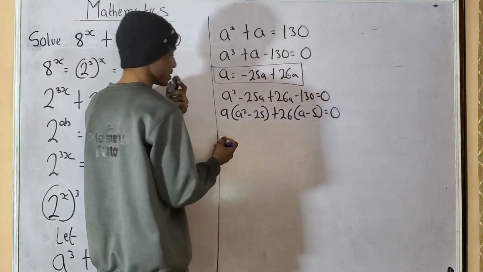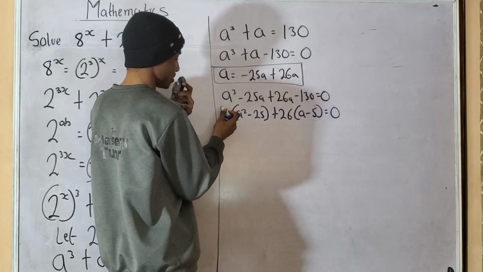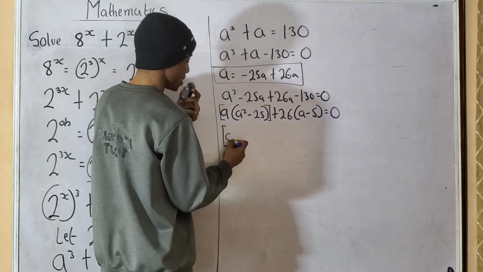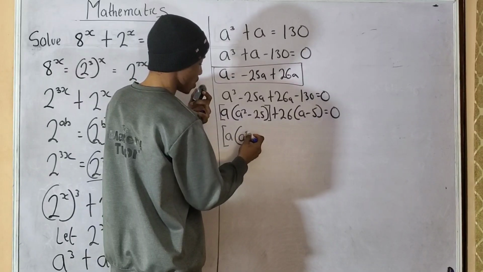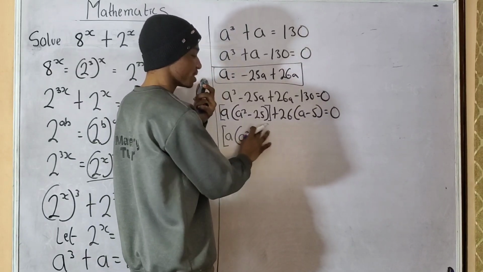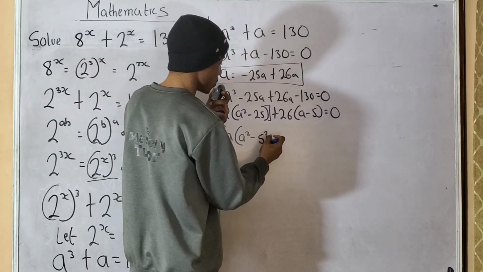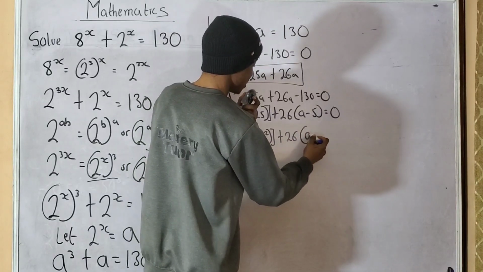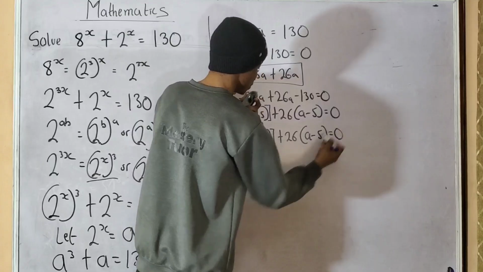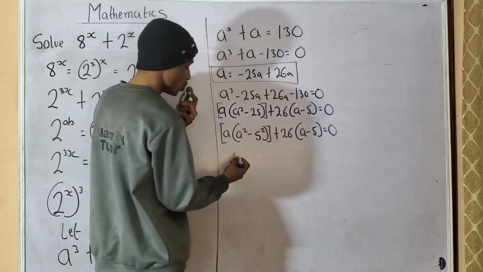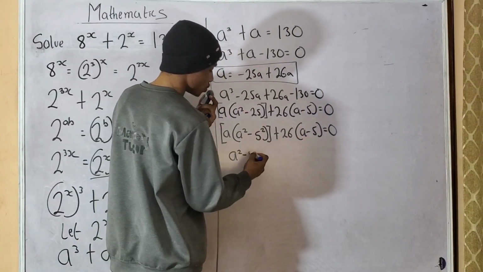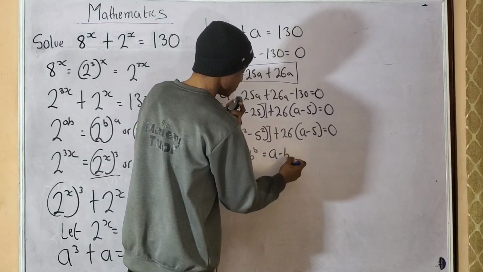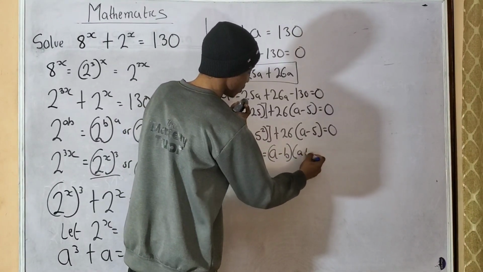Okay, don't forget that. Please pay attention. Focus on this. I'm going to have a multiplied by a squared minus, now 25 can be written as 5 squared. So I'm going to have minus 5 squared plus 26 multiplied by a minus 5. This will be equals to 0. Okay, according to this rule, if you have the difference of two squares of a and b, you're going to have a minus b multiplied by a plus b.